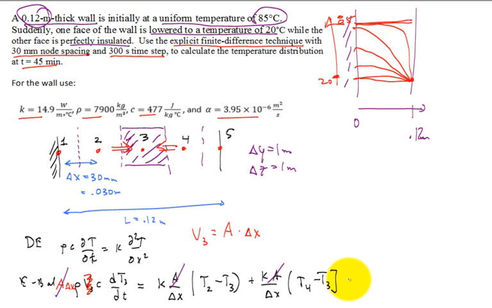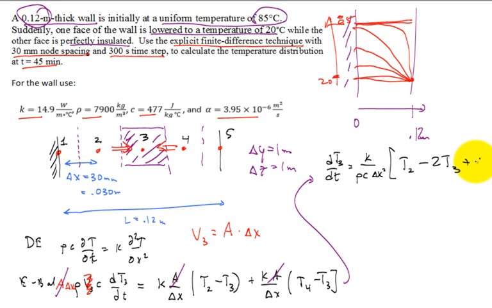All right, so now we're going to get an equation like this. Let me do it in a couple steps: dT3/dt equal to K divided by rho C delta x squared. Does that look good? And then we'll multiply by T2 minus 2 T3 plus T4. Did I do the math okay?